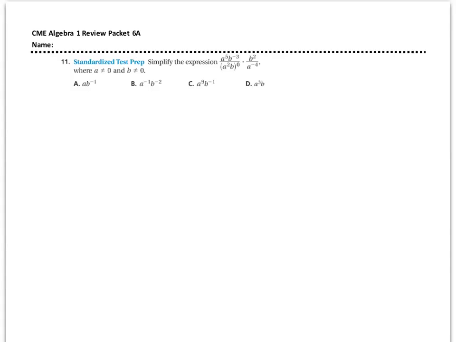And simplify this. So we have a to the 5th, b to the negative 3rd, times a to the 2nd times b to the 0 power times b to the 2nd over a to the negative 4th. This looks very complicated, I mean challenging, but it's actually very simple.